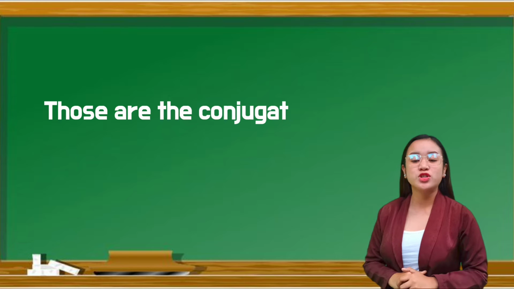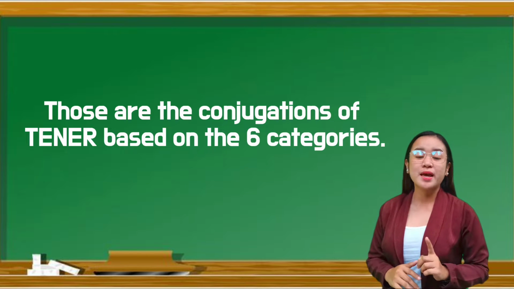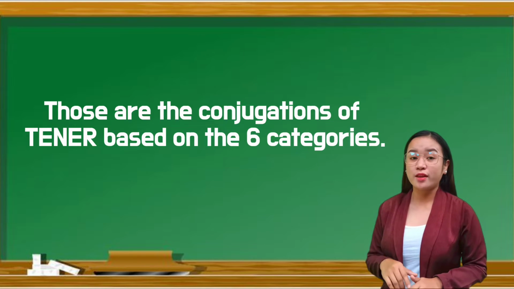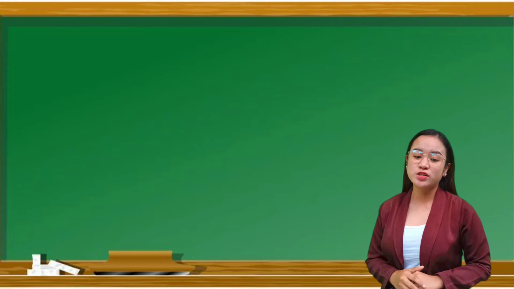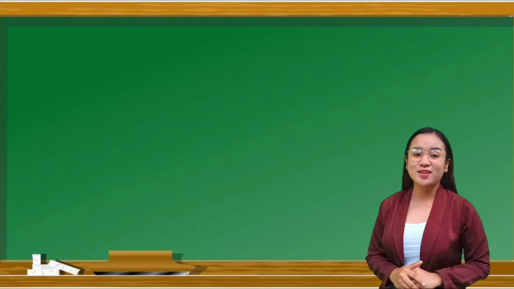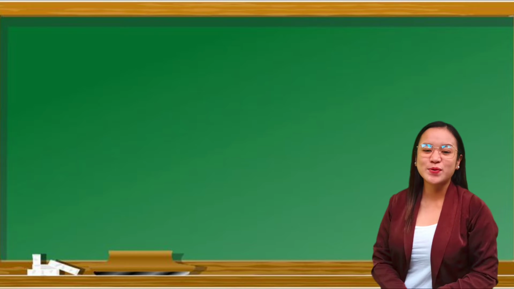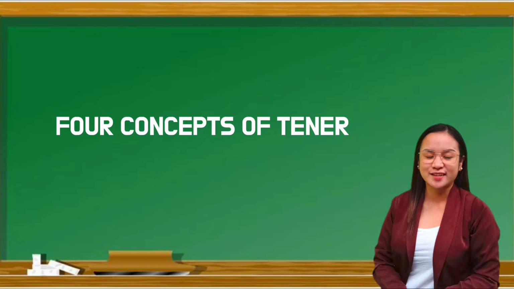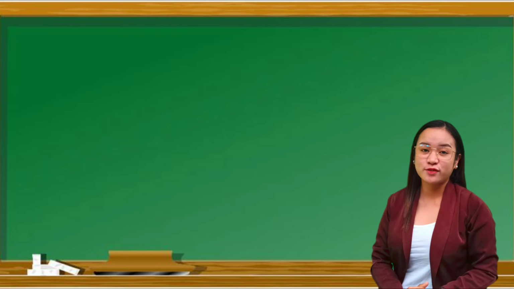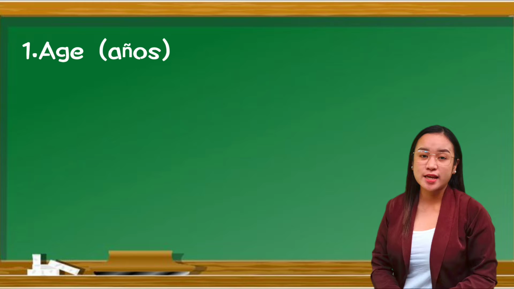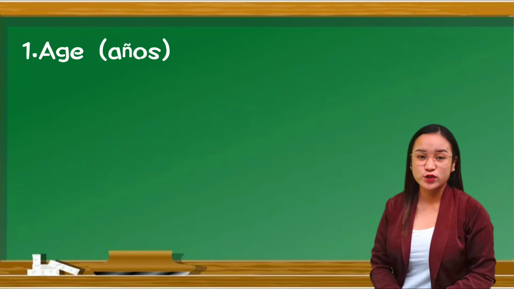So those are the conjugations of tener based on the 6 categories. And don't forget, those conjugations of tener depend on the subject pronoun. And this time, let us know what the uses of tener are. So the first use of tener is age, or in Spanish, años.